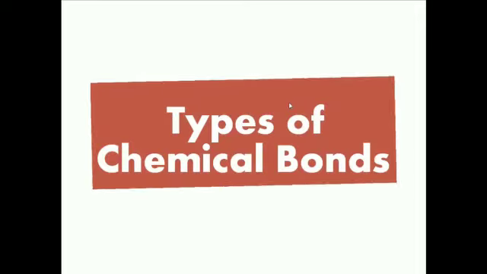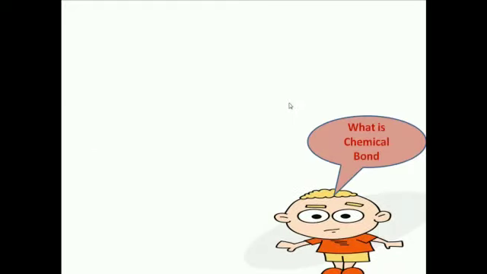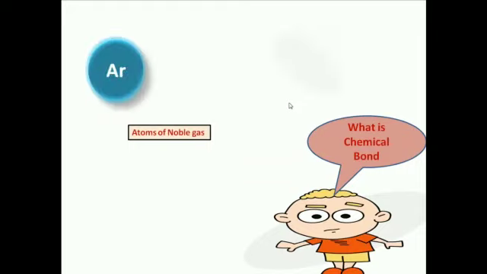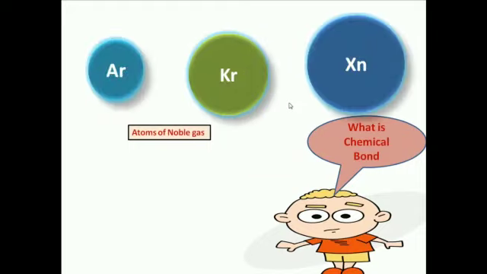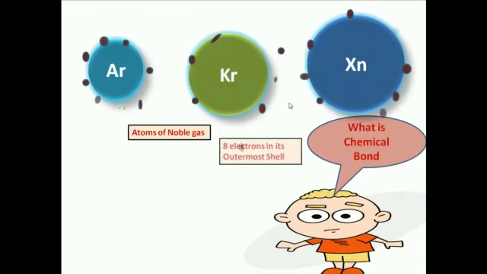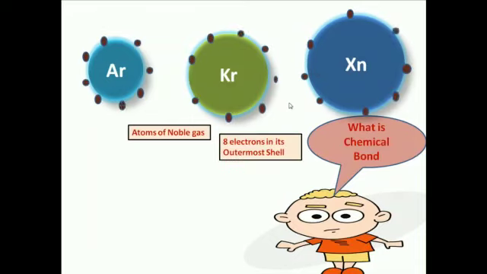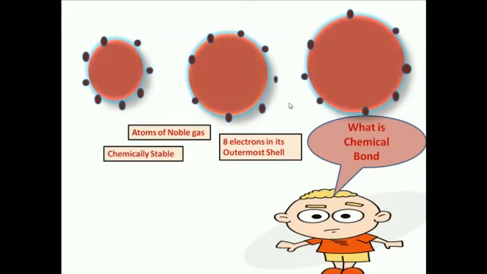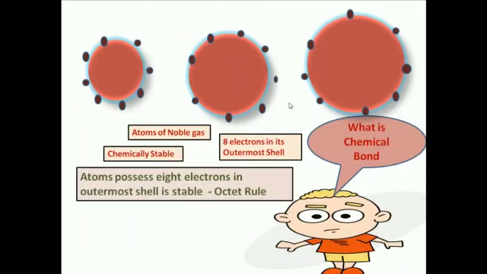Today, the topic is chemical bond. What is a chemical bond? Let us discuss. Atoms of the noble gases like argon, krypton, xenon all have 8 electrons in their outermost shell, and these atoms are chemically stable. So, the atoms which have 8 electrons in their outermost shell are chemically stable. This rule is known as the octet rule.